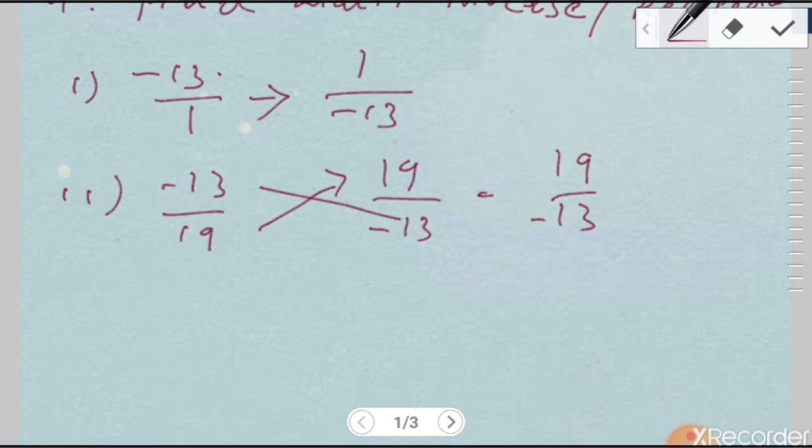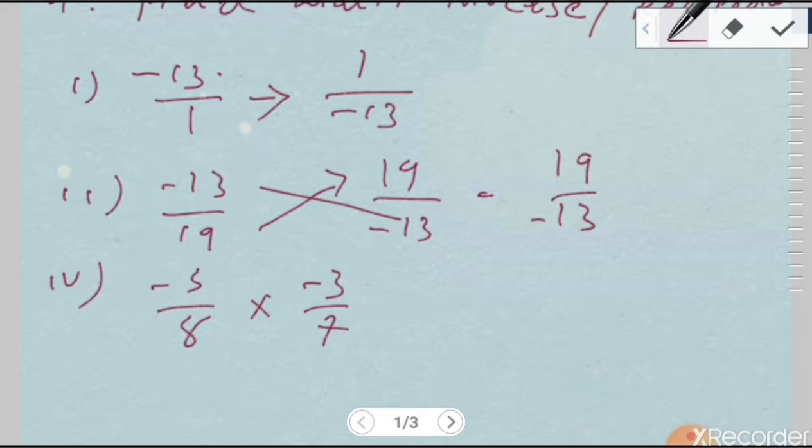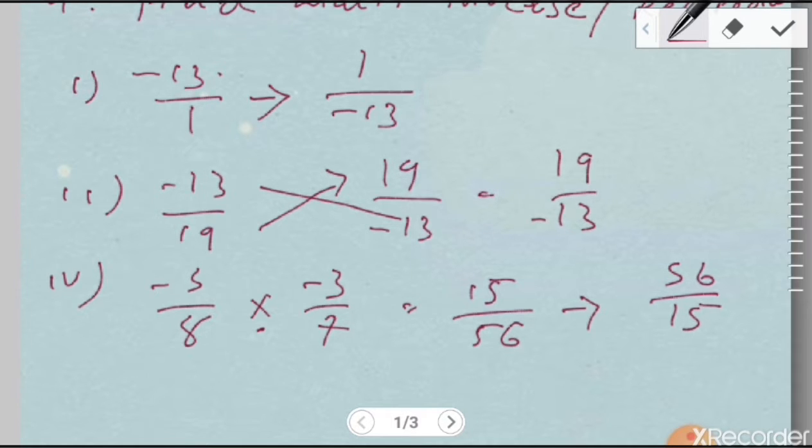We will take now the fourth question, which is minus 5 upon 8 into minus 3 upon 7. Here we will just multiply numerator with numerator and denominator with denominator because there is a multiplication sign. So its answer will be minus minus plus, and 5 threes are 15 and 8 sevens are 56. So the reciprocal of that number is 56 upon 15 simply. All the other questions we will do as practice.